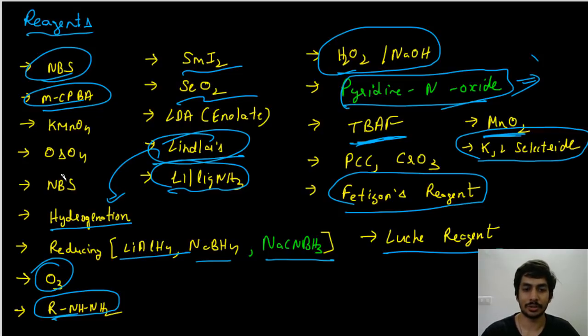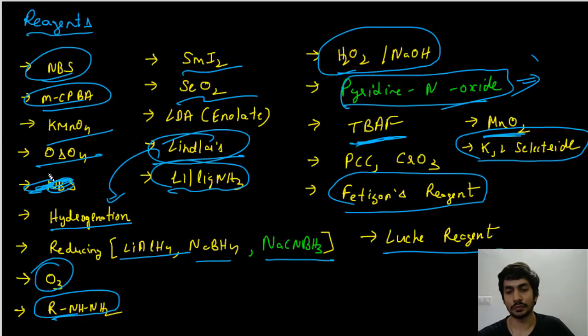Then NBS I've already mentioned, sorry for mentioning it again. Osmium tetroxide I've discussed, KMnO4 I've discussed, right? So these are some of the reagents that might be useful, or that are most commonly asked, I would say, in the last 6 examinations of CSIR, right?